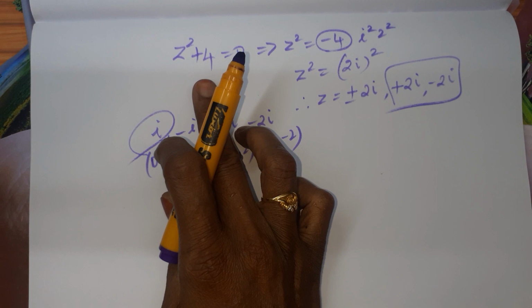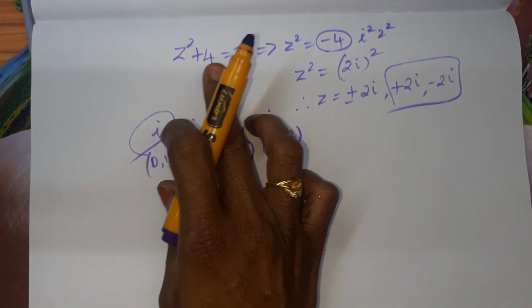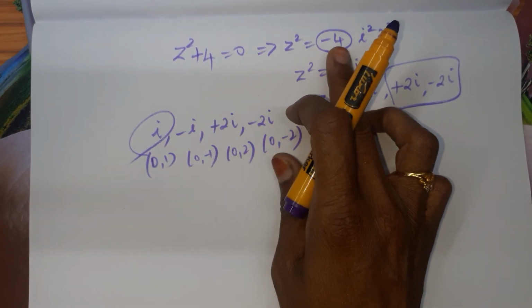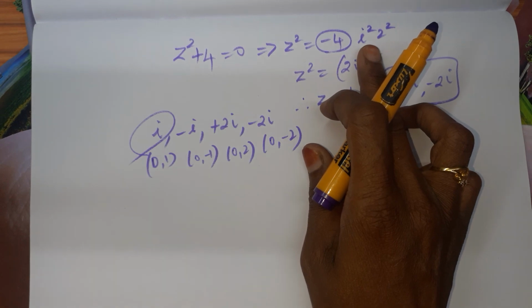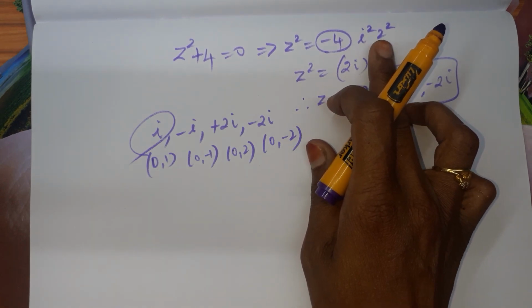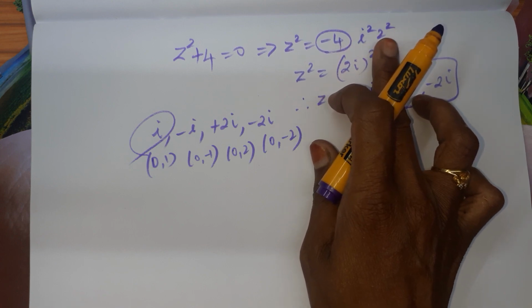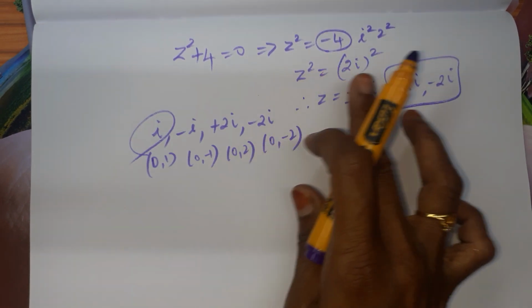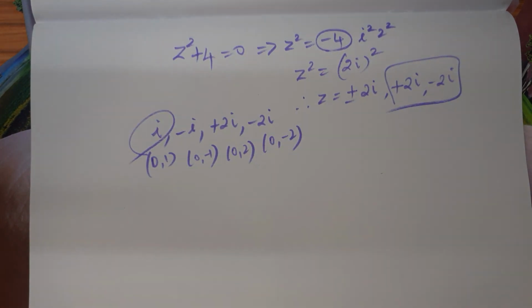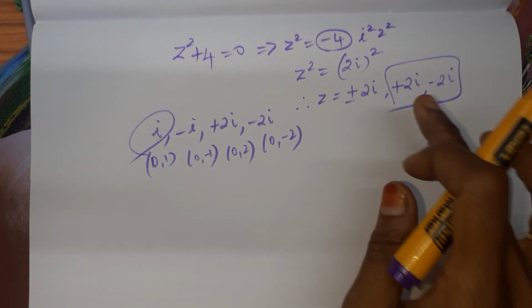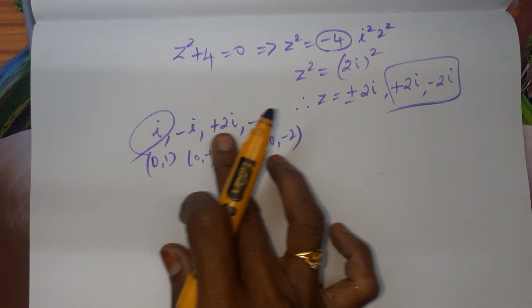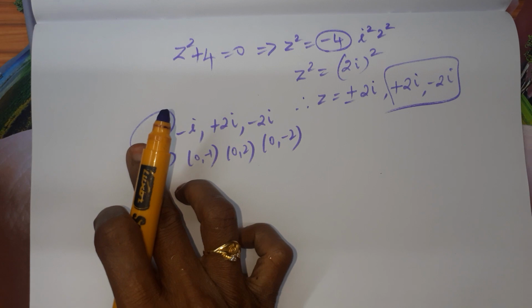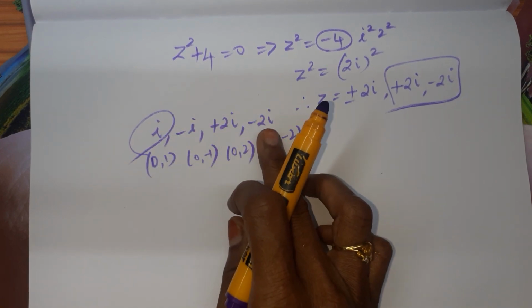And when we take the second term equal to 0, z squared plus 4 equals 0 means z squared equals minus 4. Minus 1 can be written as i squared, and 4 can be written as 2 squared. So we can rewrite this as 2i the whole square. So z squared is equal to 2i the whole square. Taking square root on both sides, z is equal to plus or minus 2i. So combining all the roots: i, minus i, plus 2i, minus 2i.